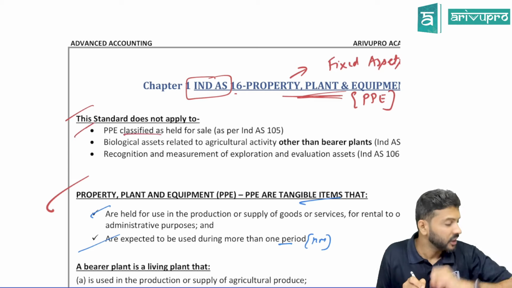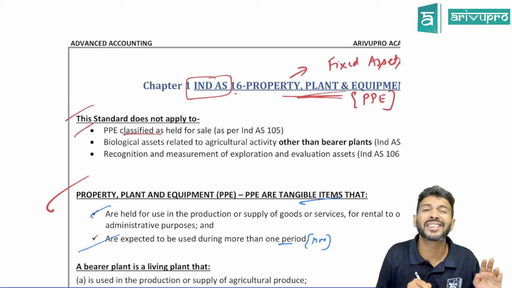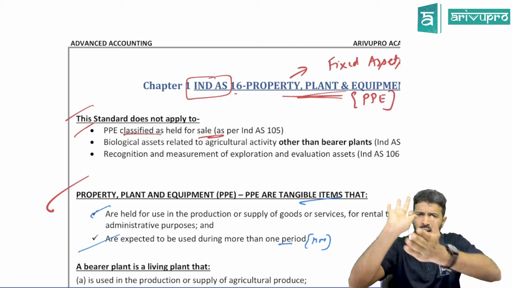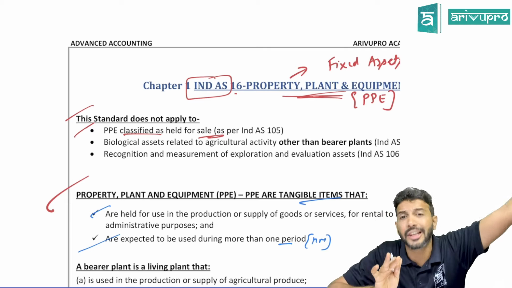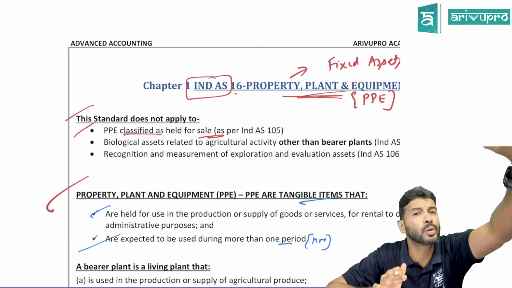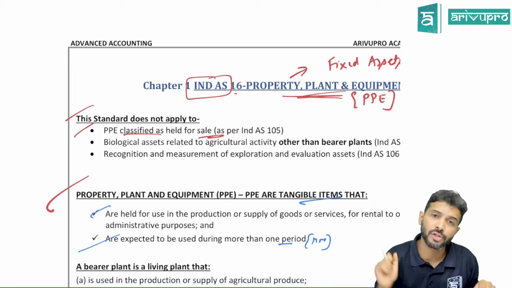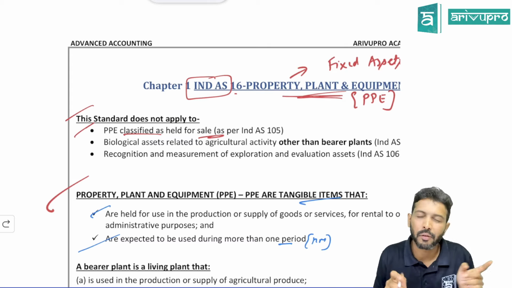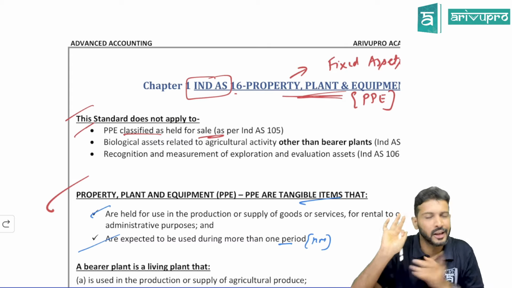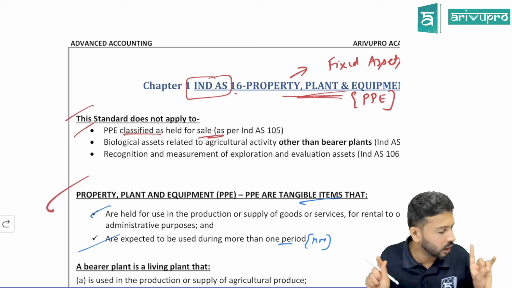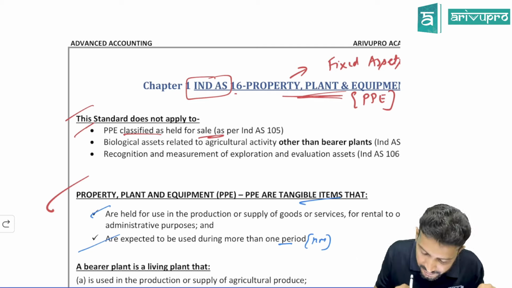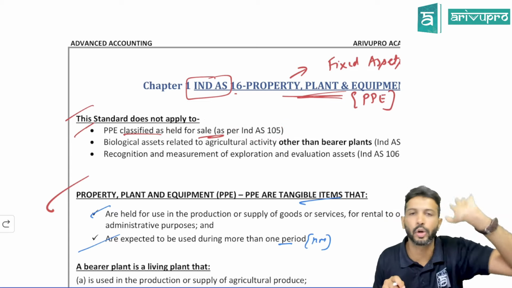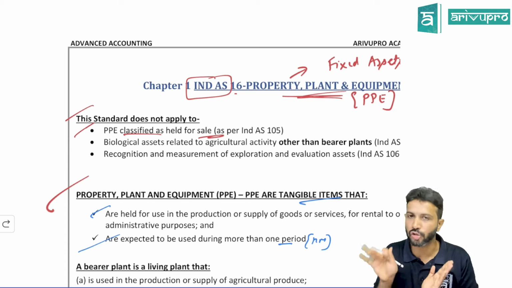One is if you have any property, plant and equipment which is classified as held for sale. You have not yet sold it, you are planning to sell it. Assets planned for sale, we call held for sale. Then the IND AS 16 standard will not be applicable. Why, sir? There is a separate standard called IND AS 105 for it. That standard gives you a detailed treatment of what you need to do. Hence, this standard excludes this component.